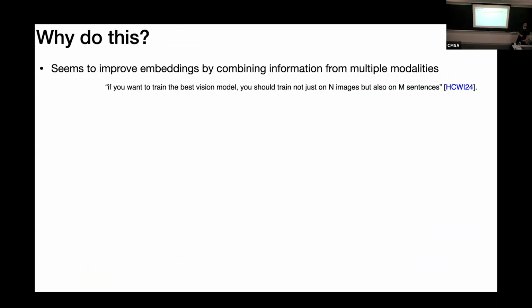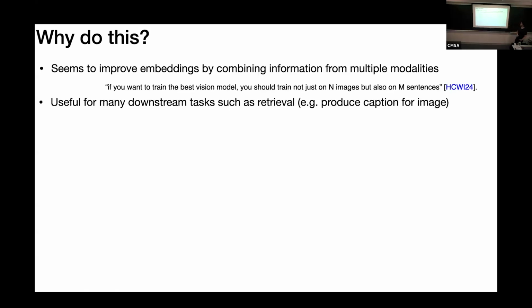So why in the world do you want to do this contrastive pre-training? Well, some of it I've hinted at. At the most basic level, it seems to improve the embeddings you get. Even if all you care about is images, having text there seems to give rise to better image embeddings. That's a quote from Phillip Isola at MIT, who says exactly this, that somehow there's information contained in these other modalities that actually leads to better representations, even if all you care about is images.